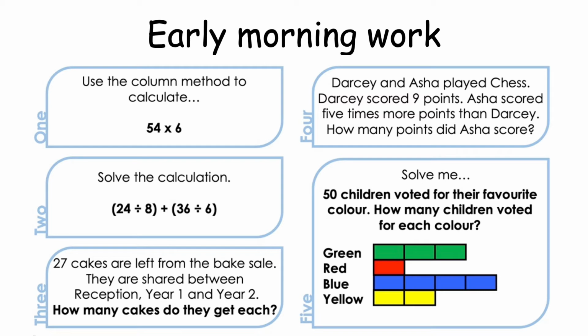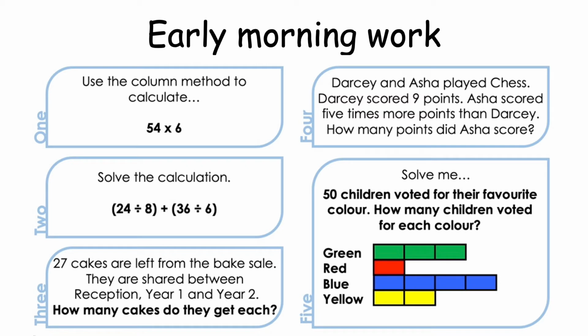Okay, so 50 children voted for their favourite colour. How many voted for each colour? I worked out there was 10 small blocks. So 50 divided by 10 is 5. So each one of those small blocks equals 5.